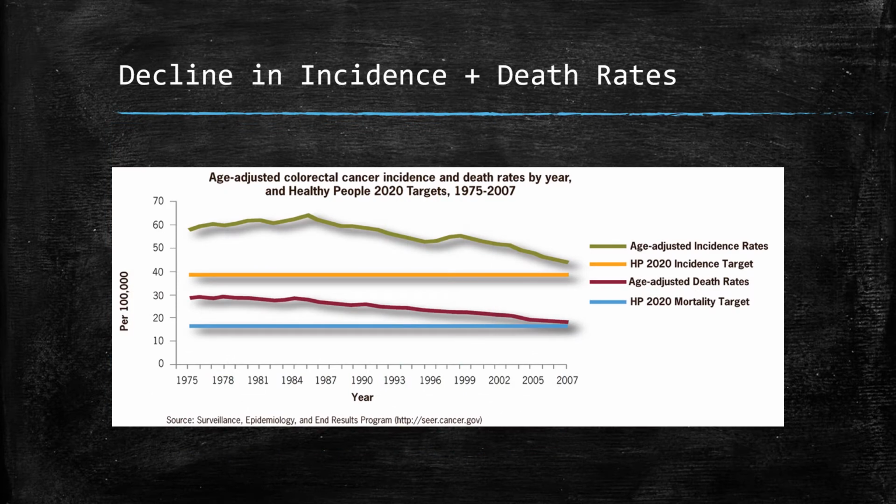Adjusting for age, the incidence rate of colon cancer has been declining. It seems to have peaked around 1985 and has been slowly declining since then. There has also been a corresponding age-adjusted decrease in the mortality rate as well.